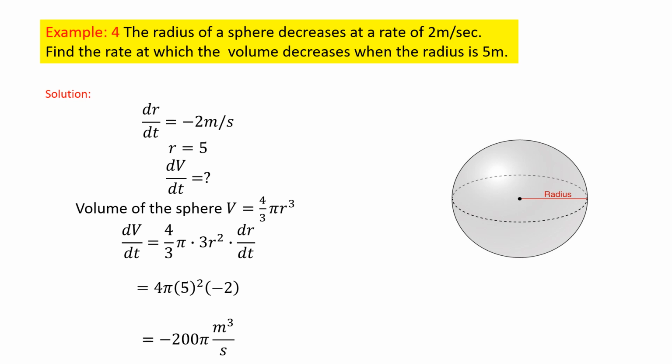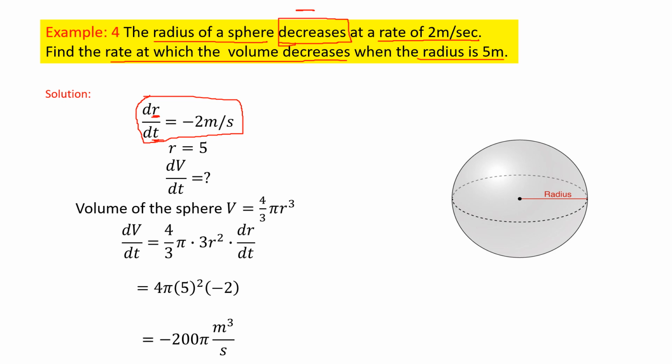Example number 4. The radius of a sphere decreases. Remember, they say decreases. Decreases means you have to use the negative symbol, the minus symbol, at a rate of 2 meter per second. Find the rate at which the volume decreases when the radius is 5 meter. So from the first sentence, I can write dr by dt equal to minus 2 meter per second. dr by dt means rate of change of radius with respect to time. Since they gave the word decrease, I am using the minus sign. So minus 2 meter per second.